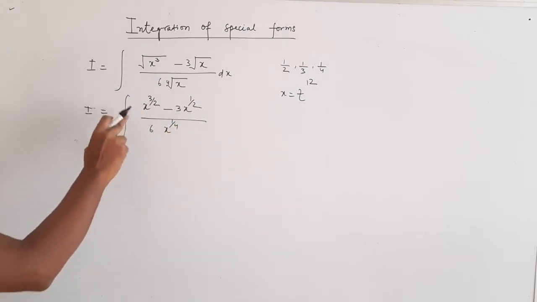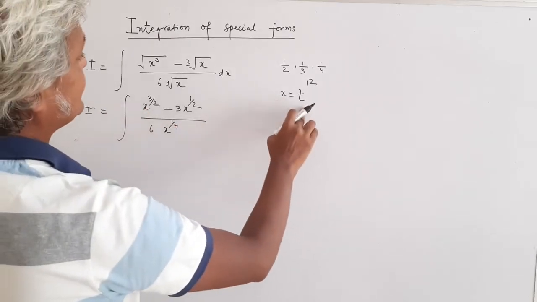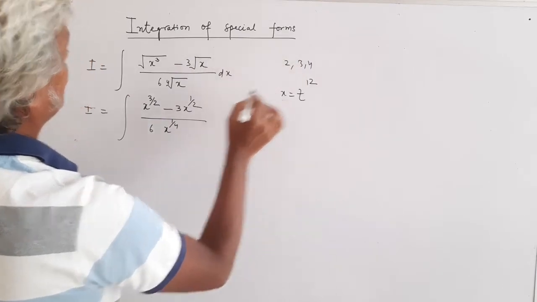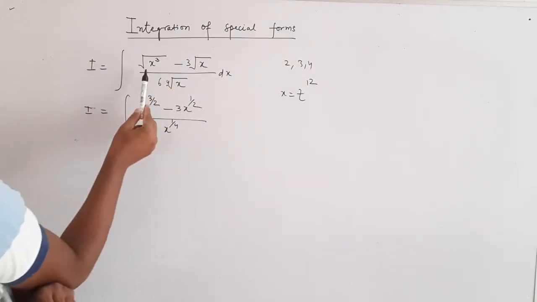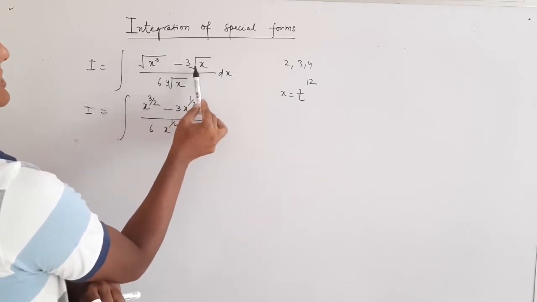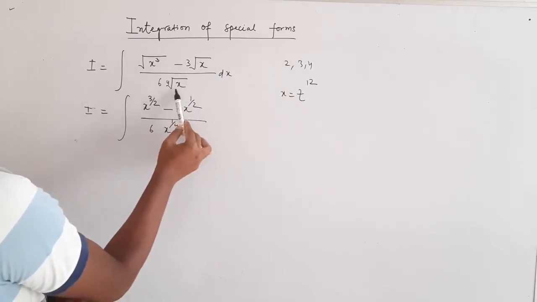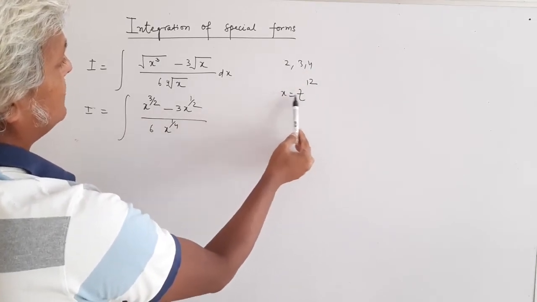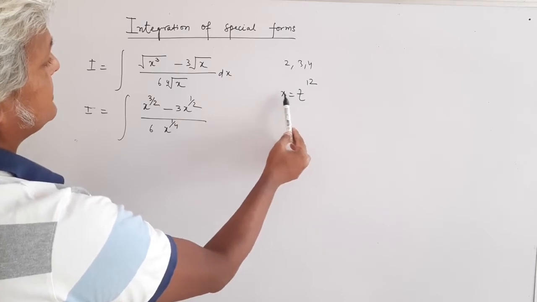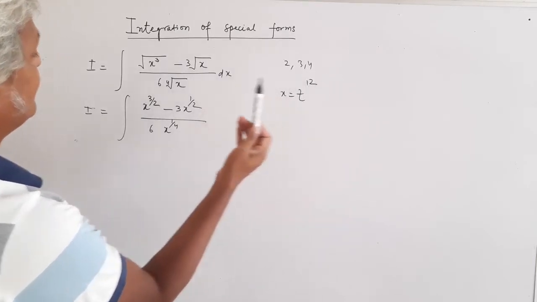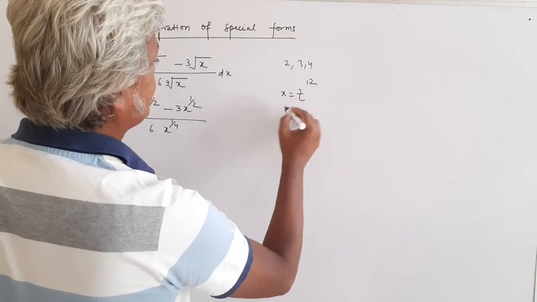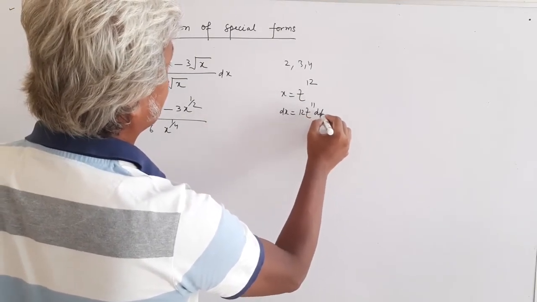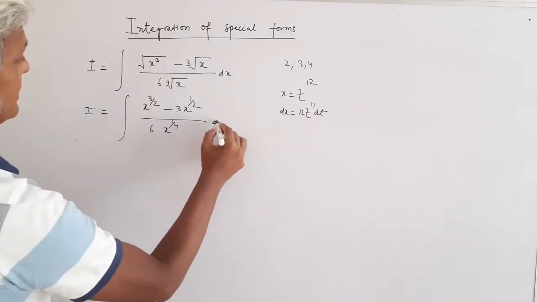If you see the order of these, 2, 3, 4: this is square root, so 2. This is cube root, so 3. This is fourth root of x, so 4. So the LCM of these 2, 3, 4 is 12. So just take x as t to the power 12. Now if you take x as t to the power 12, dx will be 12 t to the power 11 dt. Now this is my dx.